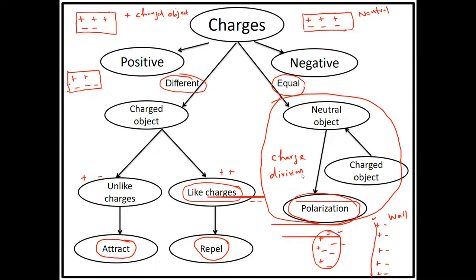Clear, my dear? If you take a neutral object, you can convert that neutral object to charged, and by means of the charged object, you can again make the other object polarized. So what is the meaning of polarized? Polarized is nothing but charge division. Clear?